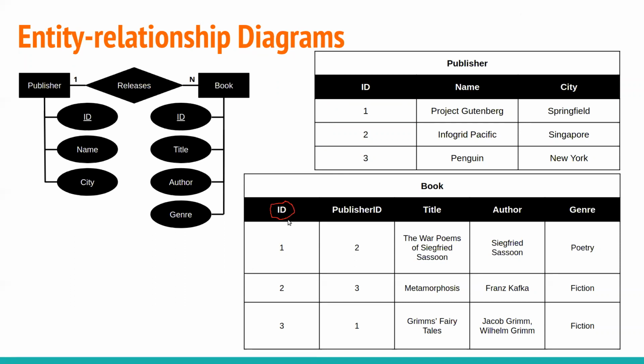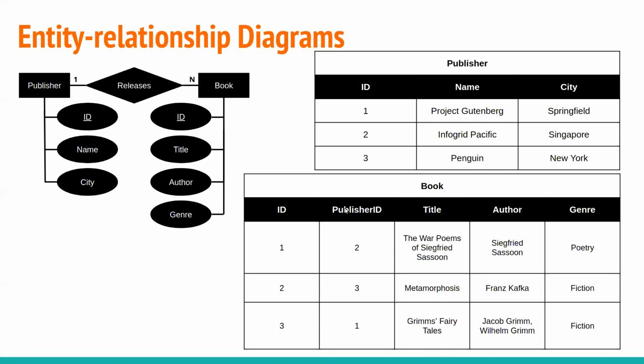So the ID column uniquely identifies each book. We asked for the title of book 3. So we find book 3 in the table, that's that one, and we go to the title of this book. And here it is, Grimm's Fairy Tales. Okay, not bad. Cool.